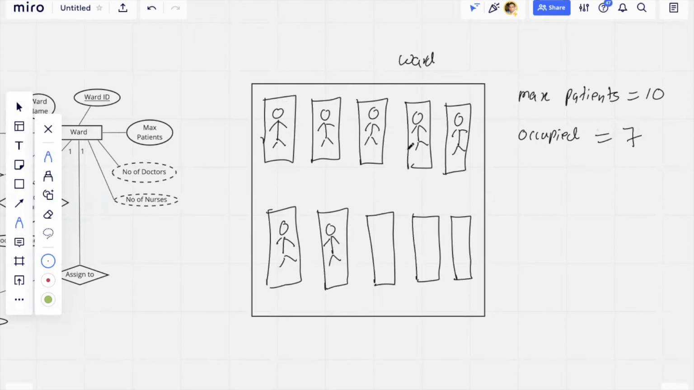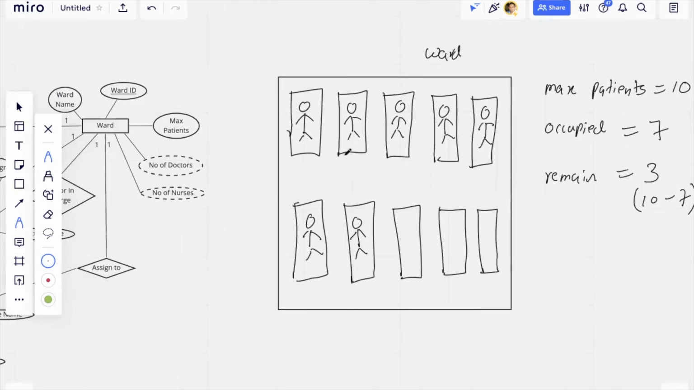That means there are 7 patients. Okay, there are 3 remaining beds available. That means another 3 patients can be assigned to this ward. Therefore, remaining is 3. Okay, how did you calculate 3? 10 minus 7.